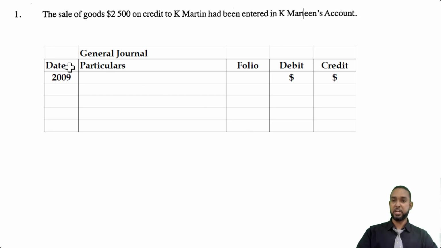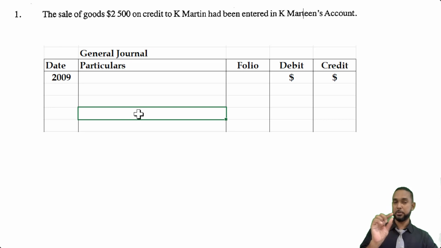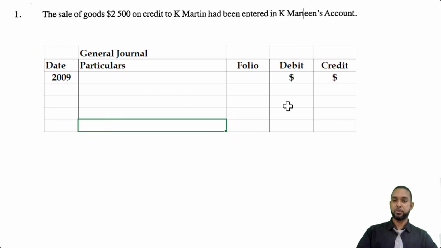Now don't forget, in your general journal, you have some columns and your headings, and when we enter transactions or corrections, we put the debit entries first, followed by the credit entries, and the credit entries are indented, shifted across relative to the debit entries. And of course, a narrative or a brief description is required.